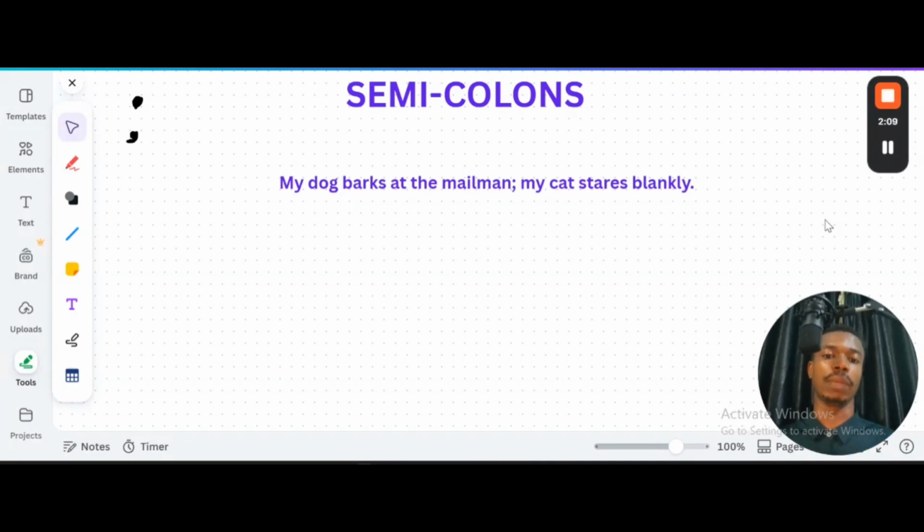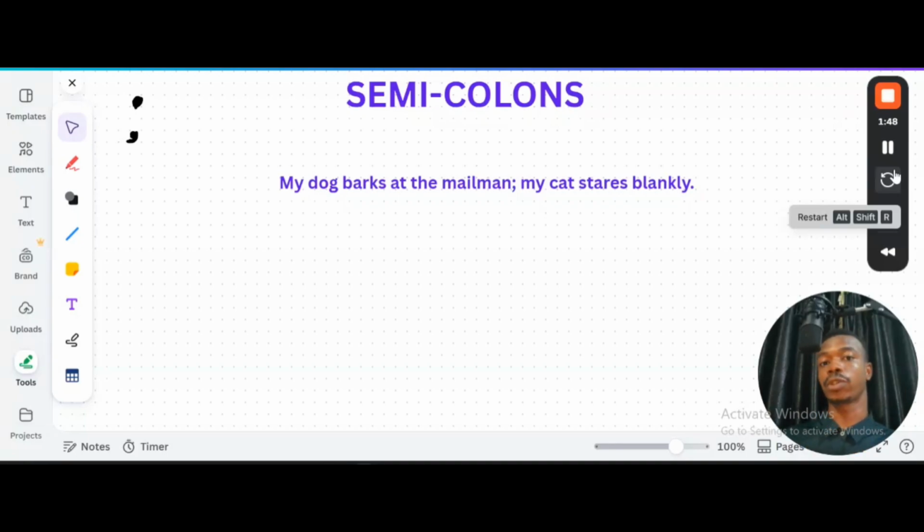Now, my dog barks at the mailman makes complete sense. It's a complete sentence. You can put a full stop at the end. My cat stares blankly makes complete sense. It's a complete sentence. You can say, my dog barks at the mailman, period. My cat stares blankly. Makes sense.